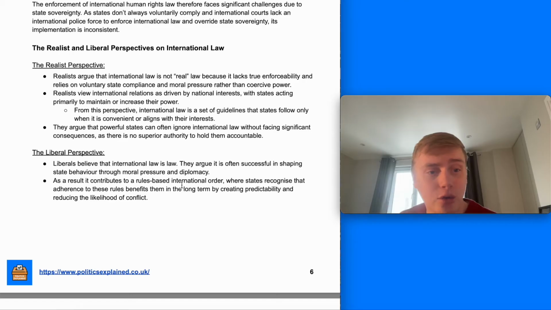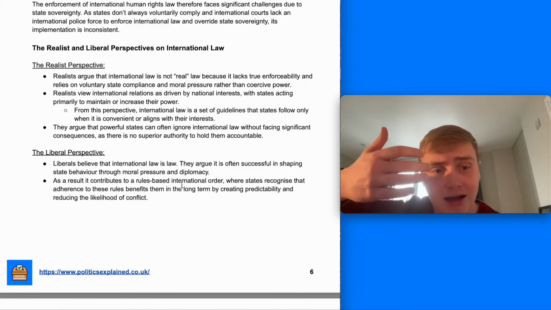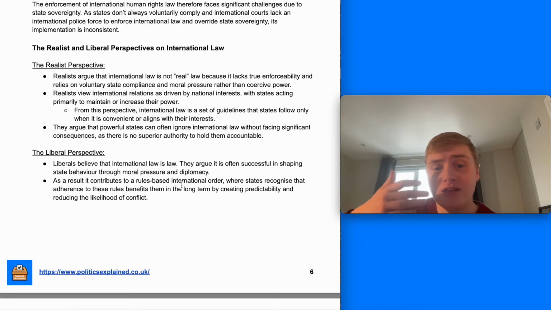Liberals very much disagree. They believe that international law is law and argue that it's often successful in shaping state behaviour through moral pressure and through diplomacy. And as a result, they see it as contributing to a rules-based international order, where states recognise that adhering to international human rights law and international law as a whole creates predictability, reduces the likelihood of conflict, and is mutually beneficial for all states.